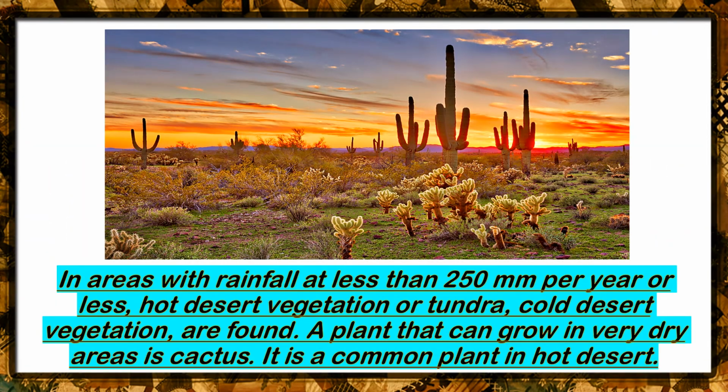Plus, in areas with rainfall of 250 millimeters per year or less, hot desert vegetation or tundra is found. When you say tundra, class, it means cold desert vegetation. A plant that can grow in very dry desert areas is the cactus, the one that you see in the picture. This kind of plant or vegetation is very common in hot deserts. It's not only plants that can survive in here, some animals as well, like camels.